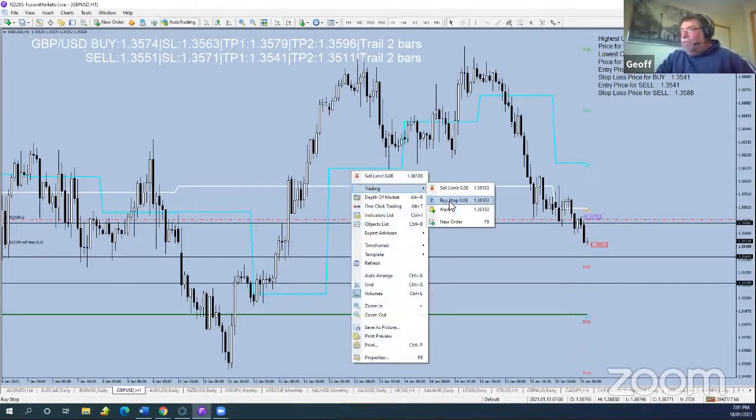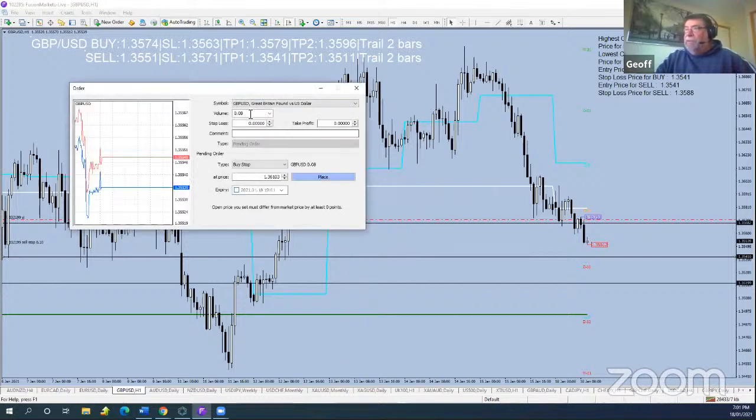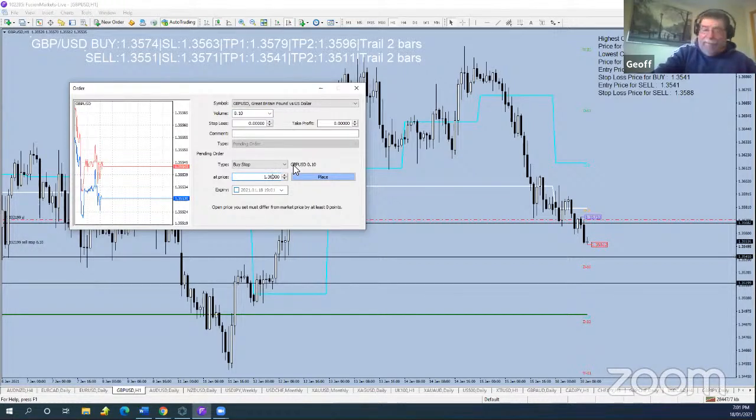The buy order is on your screen. Again, trial mode, guys. Do not place any meaningful money on this. Entry level 1.3574. Stop loss is 1.3563.